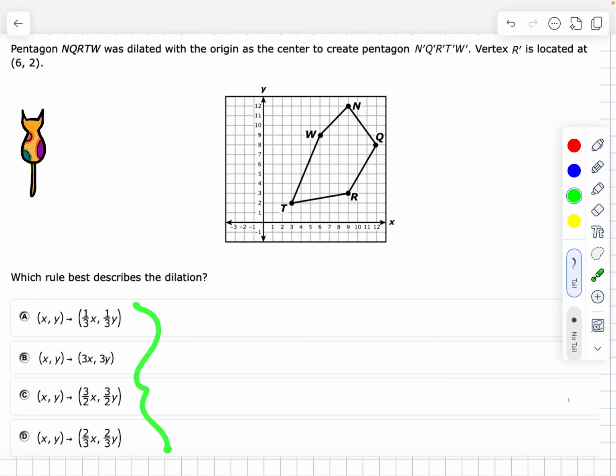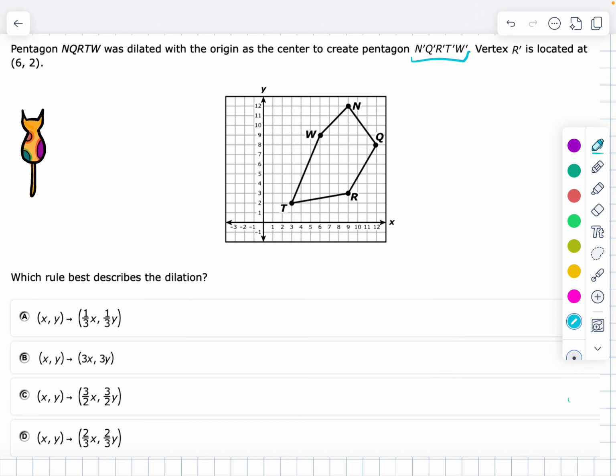As you can see here, all of the answers are telling us we're going to multiply x by something and we're going to multiply y by something. Just in case you were unsure about what dilation was, it just means we are multiplying by some factor to get our new R prime, or this new pentagon.